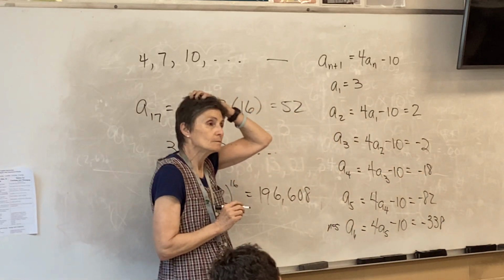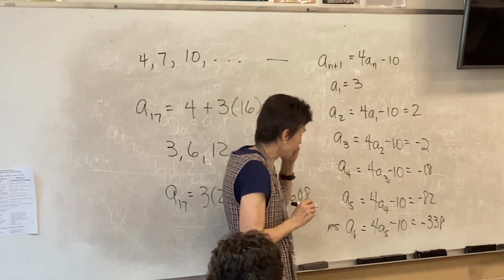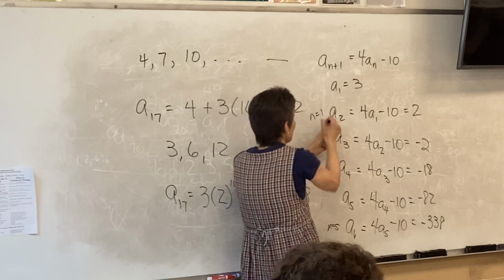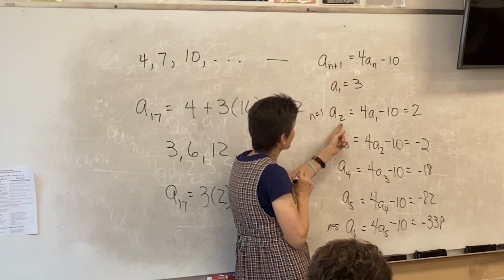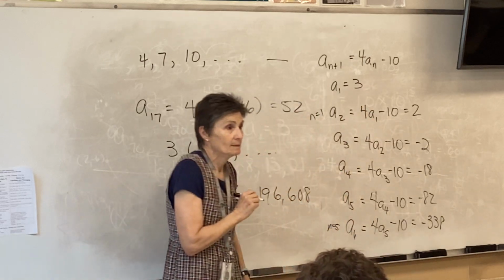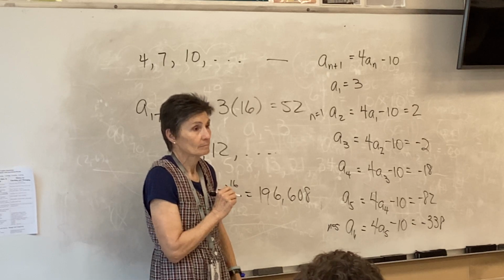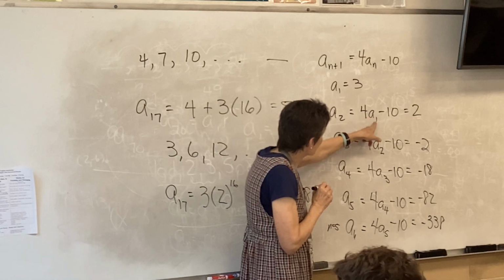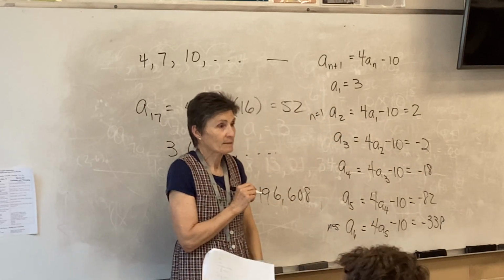How did we get a sub 2? How'd you get what? Like, how did you find the answer? Let n be 1. If you let n be 1, then the formula says a sub 2 is 4a sub 1 minus 10, but a sub 1 is 3. So it's 12 minus 10. This says take 4 times the previous term and subtract 10. That's what that formula says.